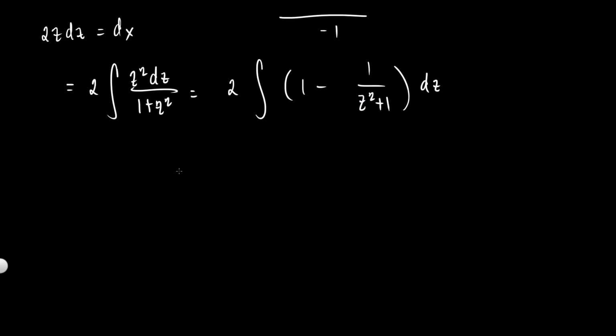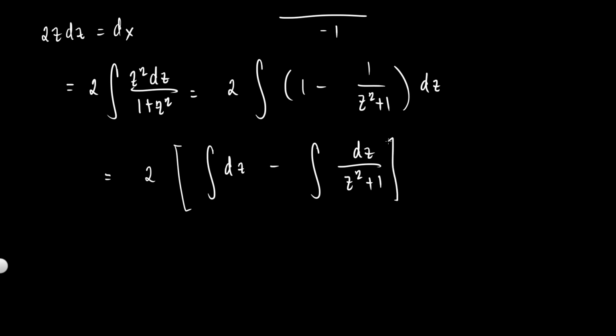Next, we have 2 times the integral of dz. Or rather, we have the integral of dz minus the integral of dz over z squared plus 1. So now this is equal to 2z minus 2 times the arctangent, no?